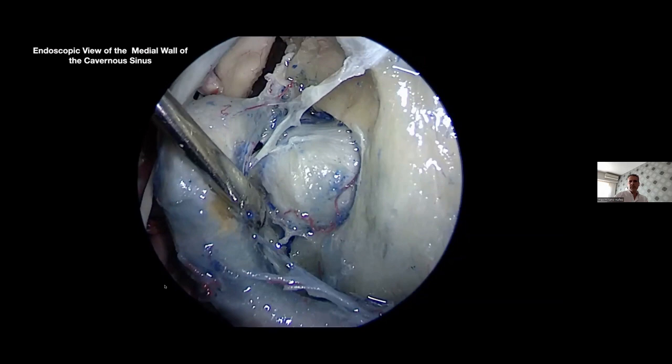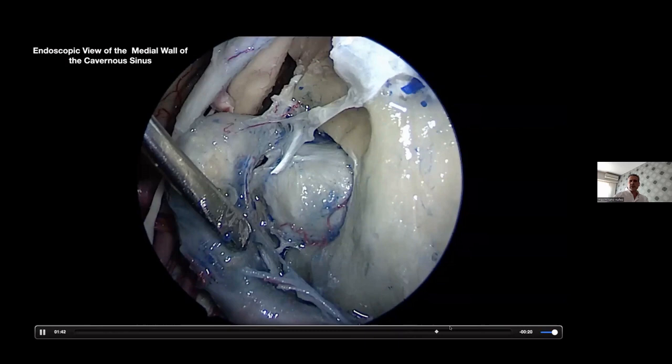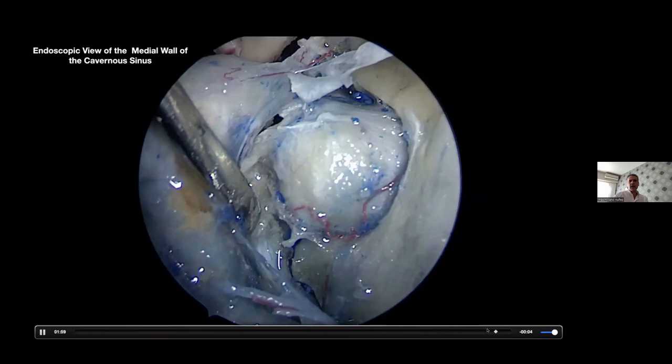But you see, here we see in full view the medial wall of the cavernous sinus. I will try to go a little bit faster in order to respect the time, but it's not necessary to see much more of this. We continue with the lateral view of the cavernous sinus.